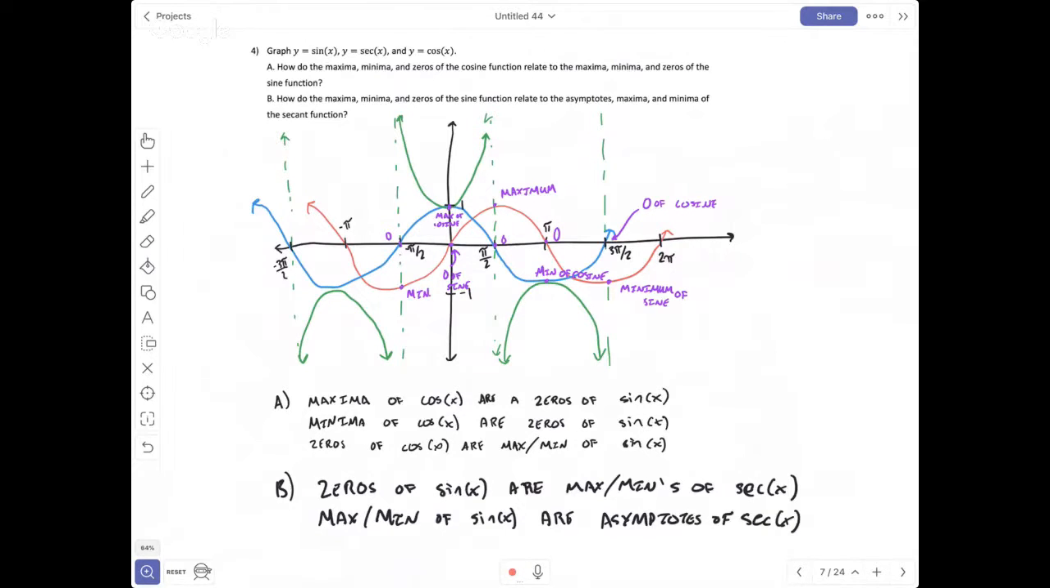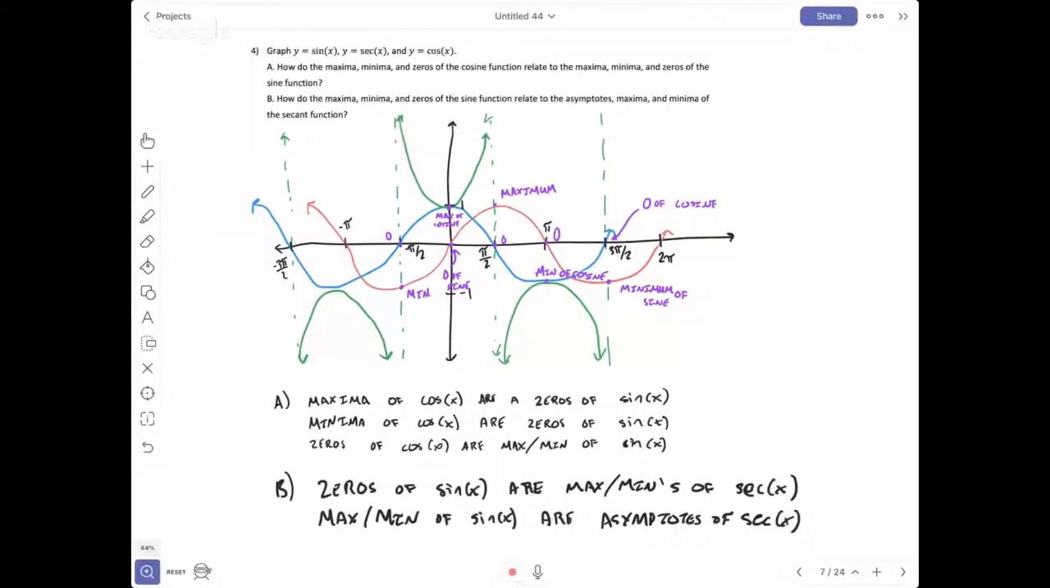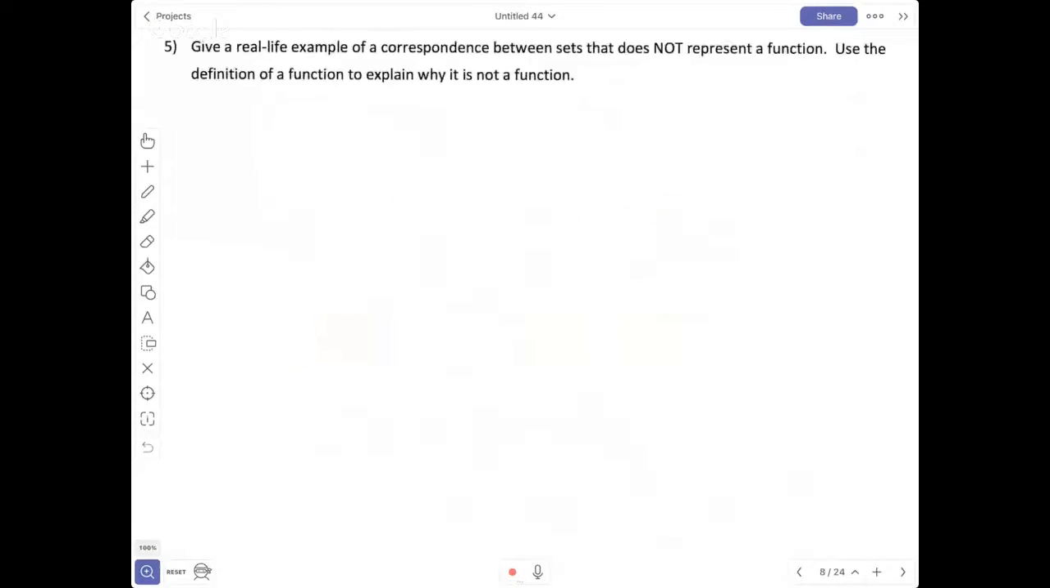Seeing none, I'll go ahead and move on to number, I think I might have messed up the numbering when I brought them over here. But anyway, I'm at number 5 here. Hopefully they're just in order. So next one is give a real life example of a correspondence between sets that does not represent a function. Use the definition of a function to explain why it is not a function.